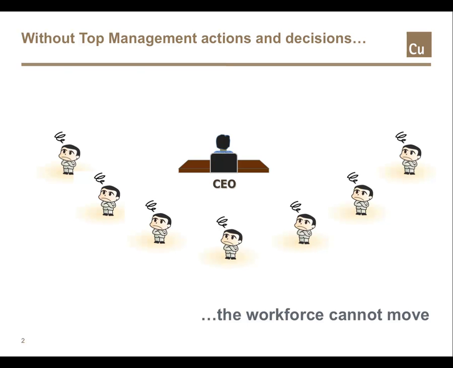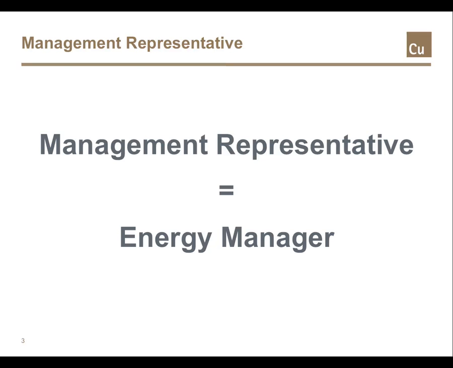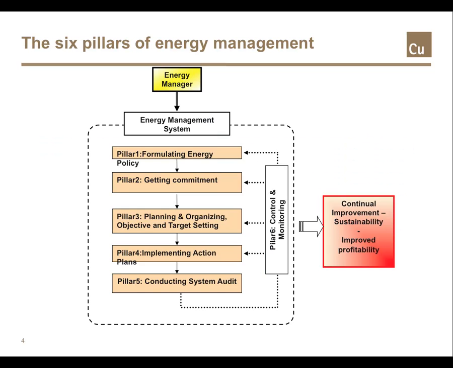First and foremost, top management need to communicate their ideas about how the system should be operated. Unless this is clarified, the workforce can't move. In order to establish an energy management system, the top management must appoint a management representative to lead it, the energy manager. Top management should delegate their authority to the energy manager so that he or she can take absolute leadership in running the operation.